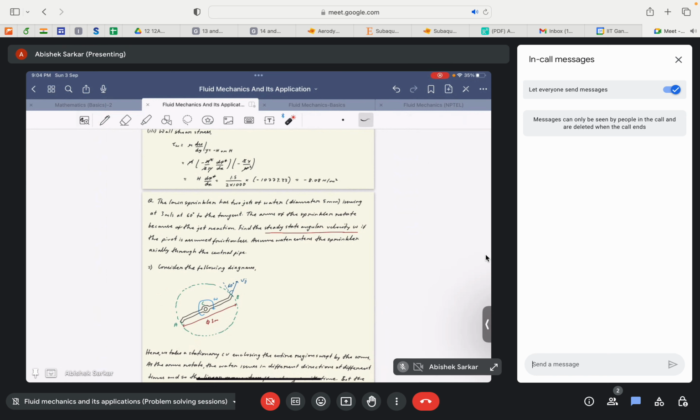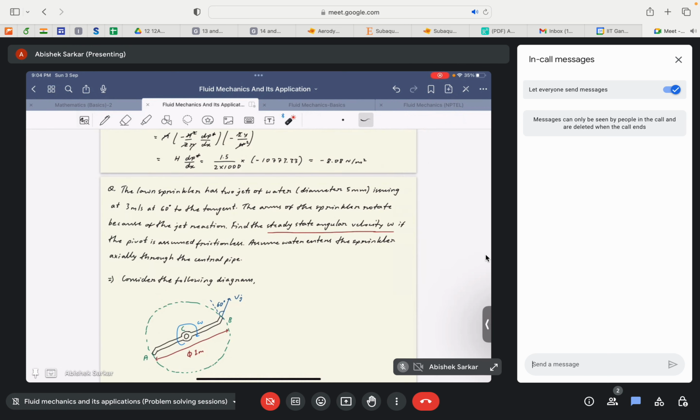The lawn sprinkler has two jets of water of diameter 5 millimeter, issuing water at 3 meter per second at 60 degree to the tangent. If you draw a tangent around the circumference of this lawn sprinkler, the velocity of the jet with which the water comes out is at 60 degree to it. The arms of the sprinkler rotate because of the jet reaction. This is one of the key working principles of the water sprinkler that we see in our gardens.